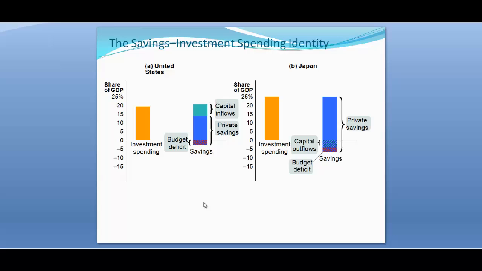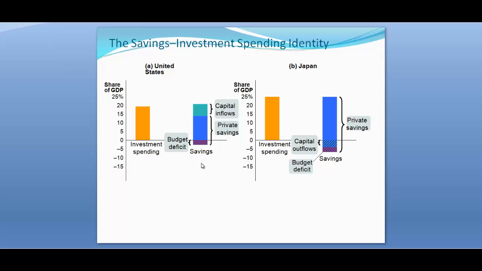Next, looking at an example of investment spending identity in an open economy where there are capital inflows, all investment spending in the economy is equal to capital inflows plus private savings plus the government budget balance. When the government budget balance is negative, that budget deficit must be subtracted from the money available for investment spending, and hence all investment spending is equal to savings.